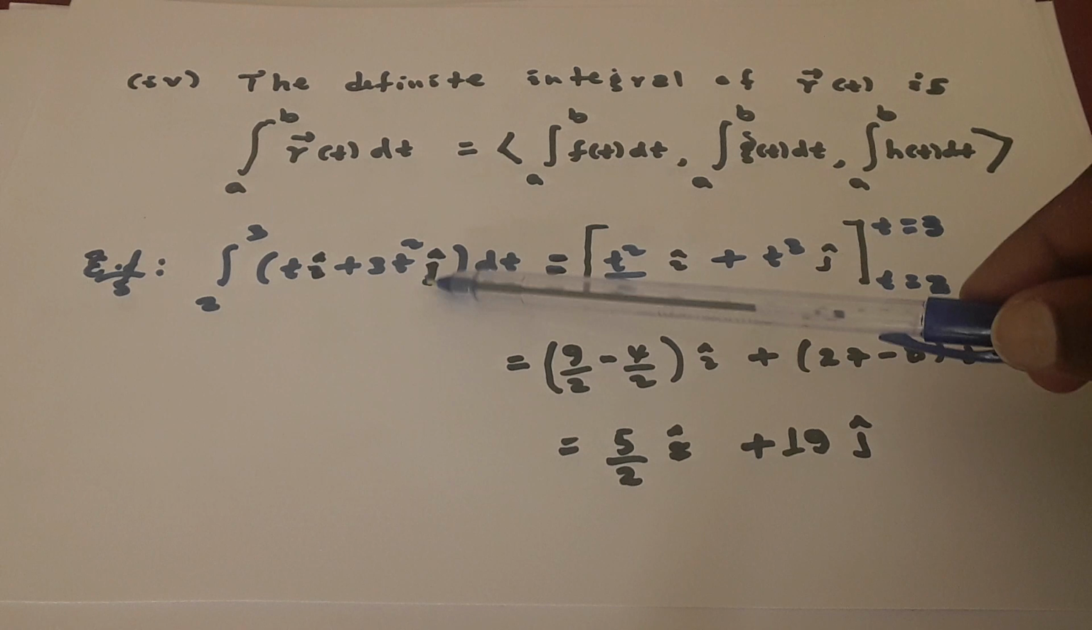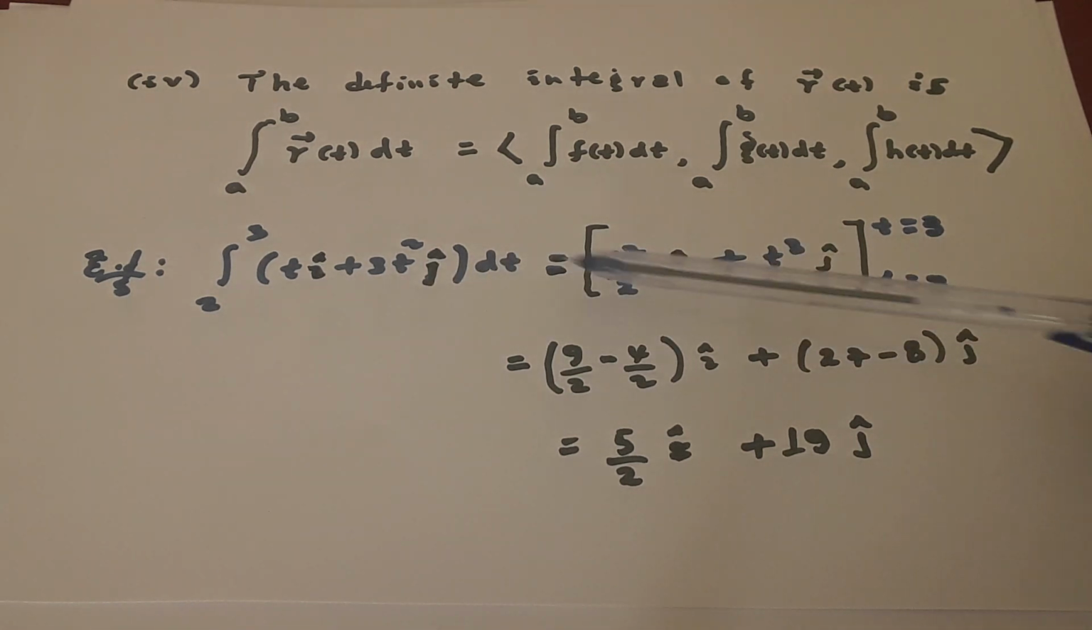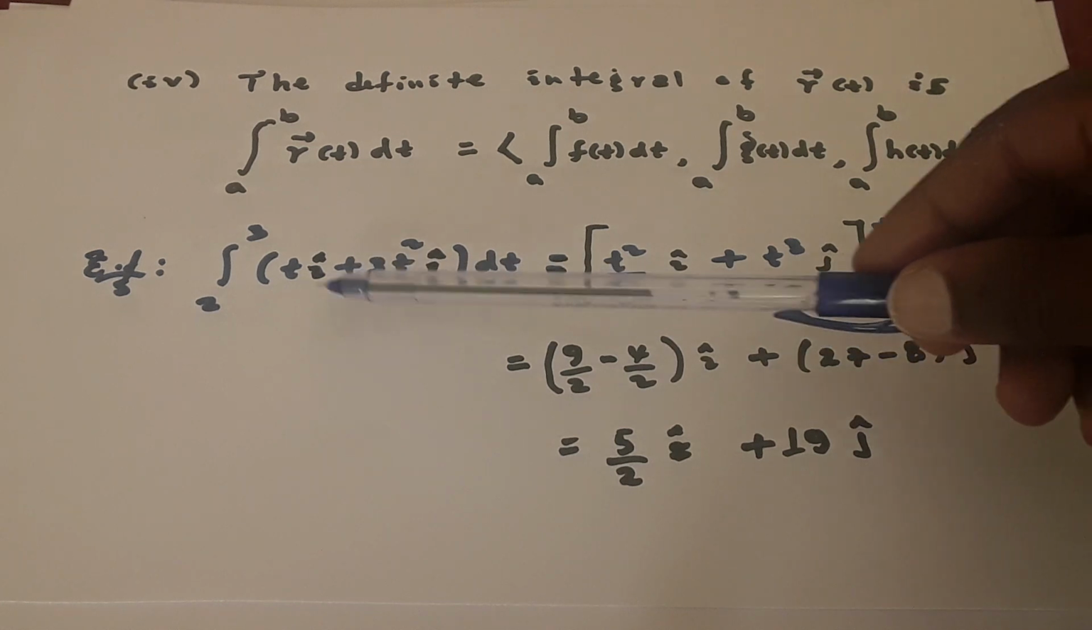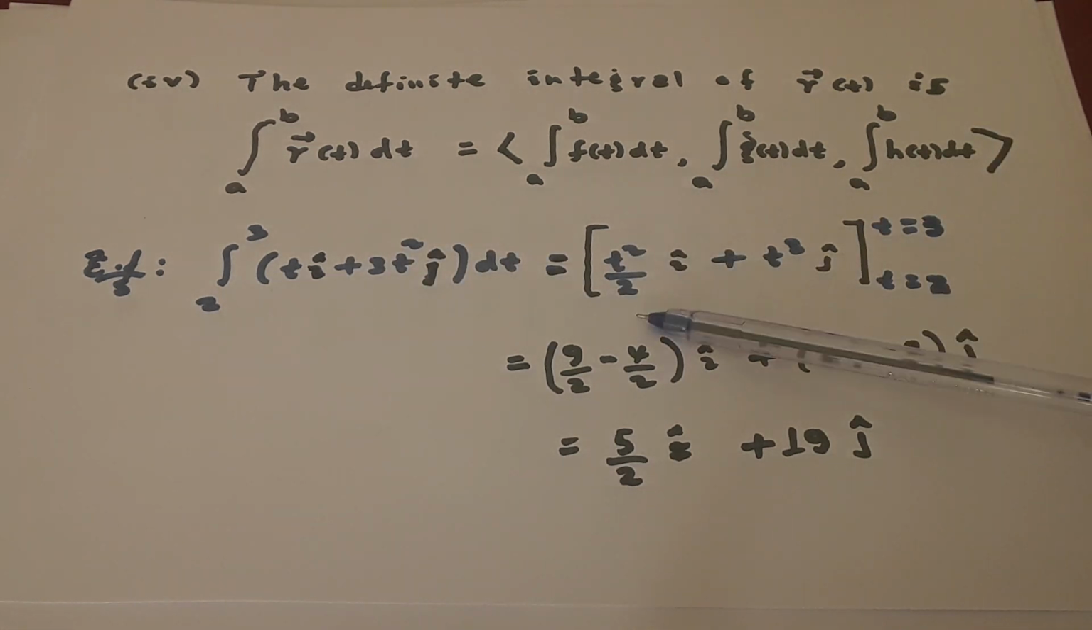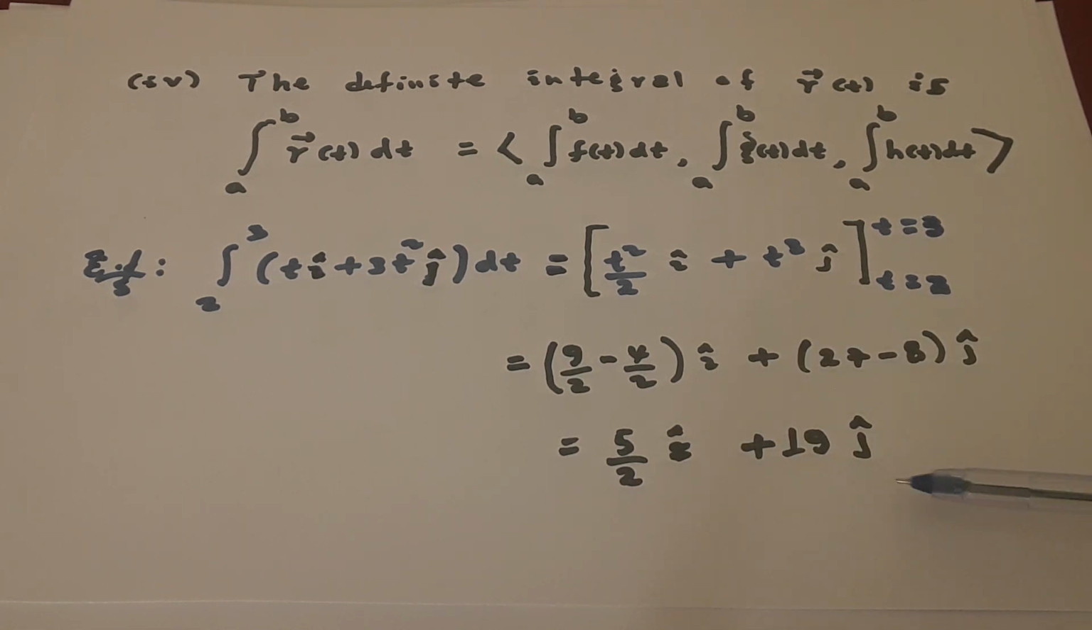Let's say you have 2t in the i plus 3t squared in the j. We do component-wise integration here. Integration of 2t, using the power rule, gives t squared, plus integration of 3t squared gives t cubed, since the 3 cancels with the 3. Then you assign the specific values at 3, then at 2, and obtain the result algebraically.